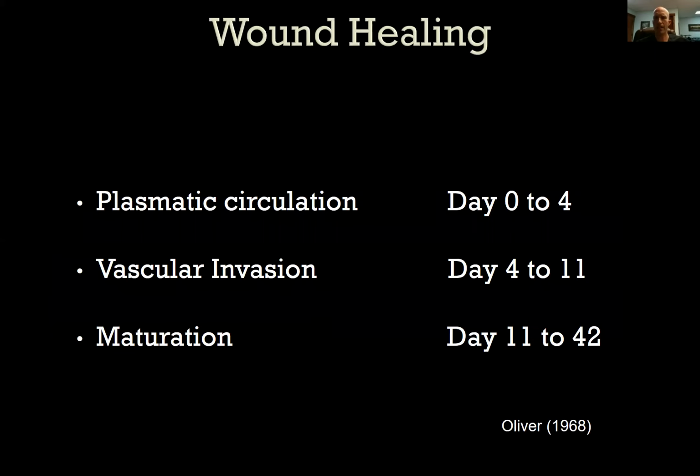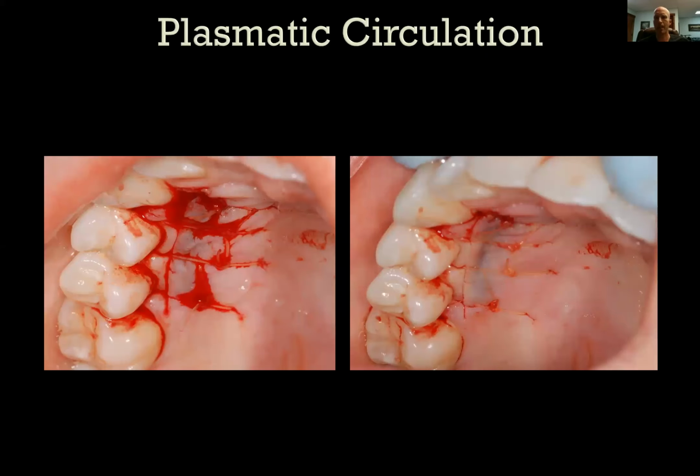So I'll talk for just a second about wound healing, and then we'll wrap this up. We have 3 phases of wound healing. We have plasmatic circulation that happens during the first 4 days. That then leads into vascular invasion, so we get those reanastomoses of those blood vessels through that soft tissue. And then we get our maturation, which happens from day 11 to day 42. So we really want to stabilize our soft tissue grafts for at least those first 11 days to allow us to get to that maturation stage and allow that connection to start happening.